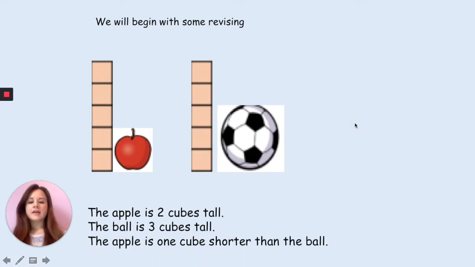The apple is 2 cubes tall. 1, 2. The ball is 3 cubes tall. 1, 2, 3. We can also see that the apple is 1 cube shorter than the ball. So because the apple is only 2 and the football is 3, if we put 2 in our head and count on to 3, 2, 3, we've got 1. That means that the apple is 1 cube shorter than the ball.